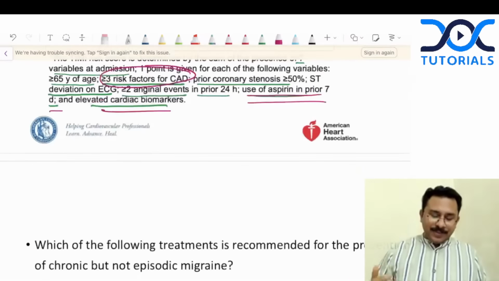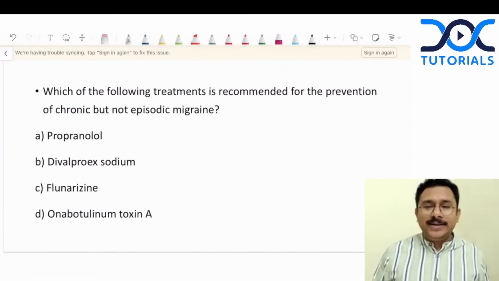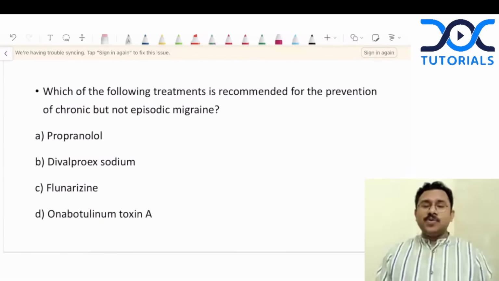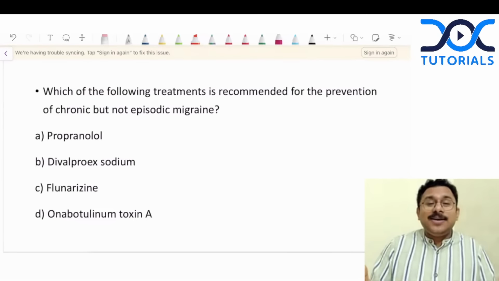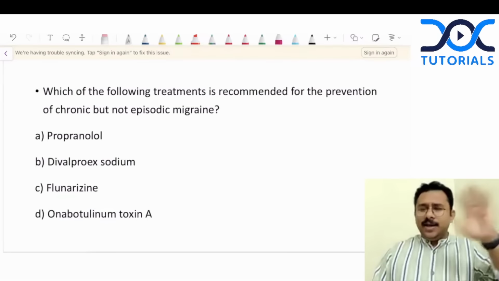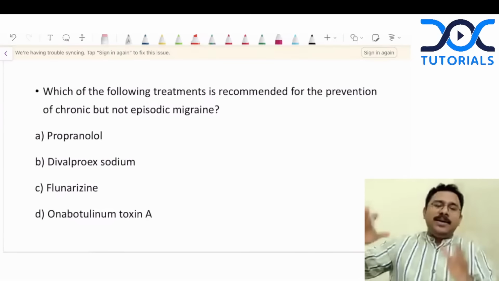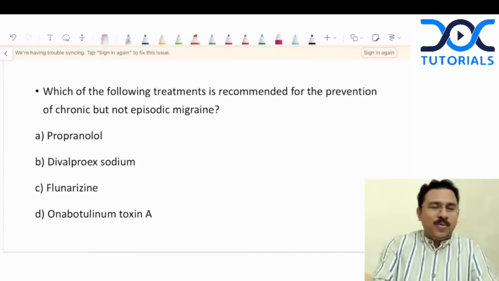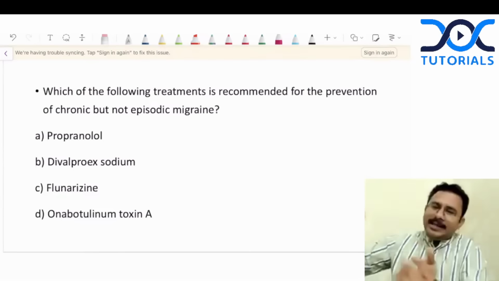Okay, right. Let's go to the last question. Remember, important one. Which of the following treatments is recommended for the prevention of chronic but not episodic migraine? So you have to tell me what is chronic migraine. Don't think that chronic migraine means long-standing migraine. No, it's not just that. Don't think that anybody who has got long-standing migraine is chronic migraine. The most common migraine that at least many of those viewers who are listening to me will be having will be the episodic migraine that comes in episodes and can last for long.